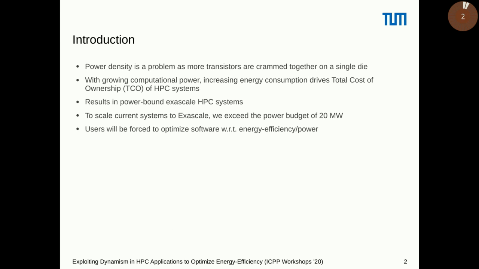As more and more transistors are being crammed together to satisfy the increasing need for computational performance, there is an increase in a system's energy consumption, which in turn is a major driver for the total cost of ownership of HPC systems. Scaling current systems to reach the exascale level would require more than 50 megawatts of power. Thus, the challenges related to power and energy consumption are a roadblock in achieving this milestone. Soon, users will be forced to optimize their code with respect to energy efficiency or power.